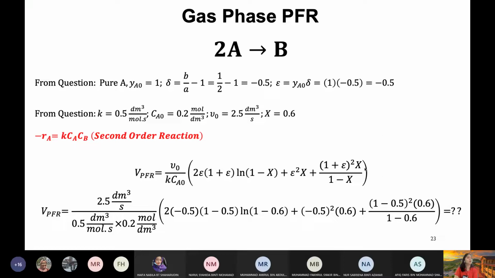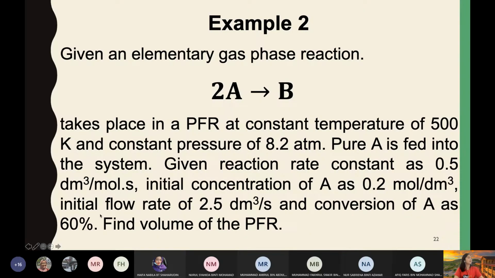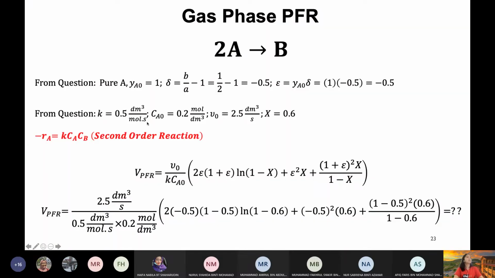Next, X. So X in the question is given as 60% kan? Dalam soalan kata X 60%, 0.6. So X 0.6. So yang menjadikan benda ni susah penyelesaian dia sebab kamu punya epsilon ni sekarang adalah negatif. So kamu bayangkan kamu nak kena ganti kat dalam ni, kamu have to be double, triple careful because my epsilon is now negative. So the rest you replace, you can find the volume of your PFR.